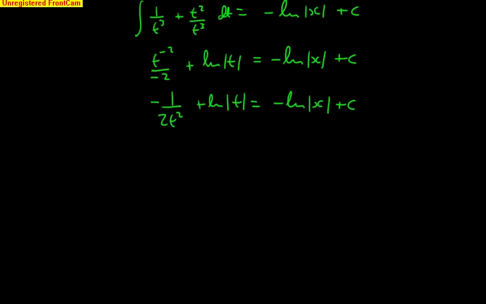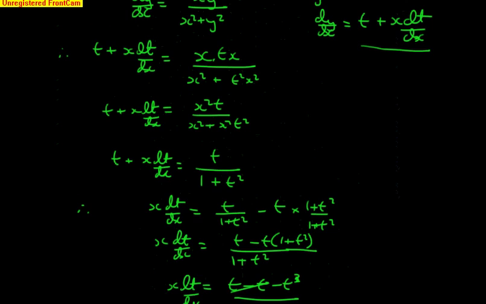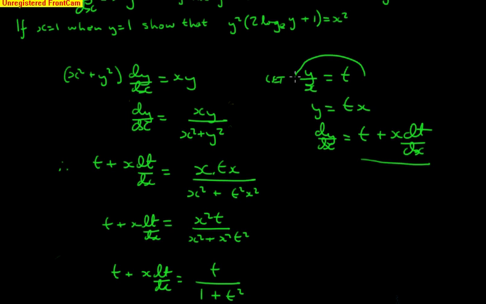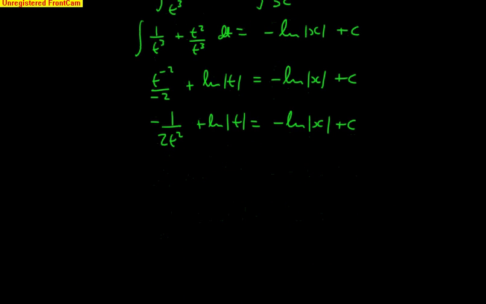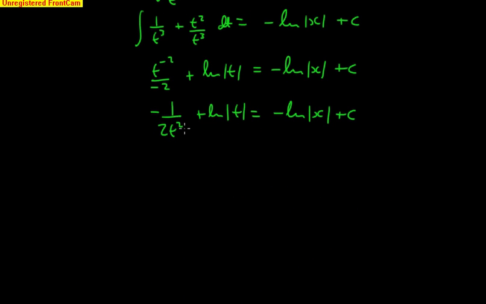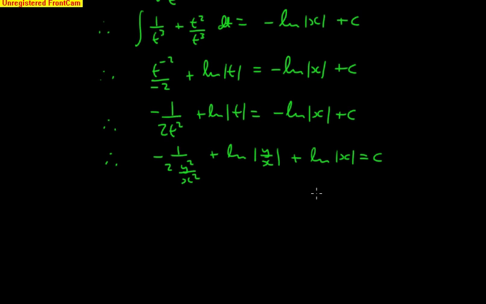Finally, I'm going to put in, if you remember right at the beginning, I introduced my new variable t. T is y over x. That's the substitution you make when you do these homogeneous ones. So we've got y over x now. Therefore, negative 1 over 2 y squared over x squared plus ln y over x. I'll bring this negative ln over to the other side, so it's going to be plus ln, and that's what my constant is going to equal.